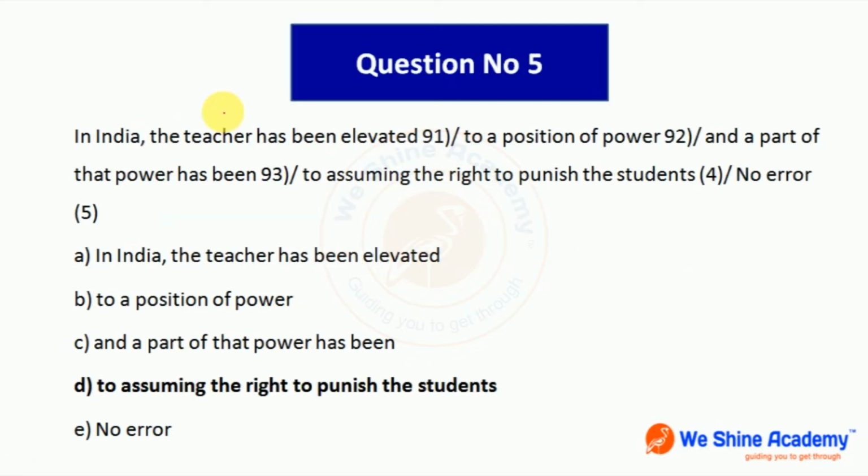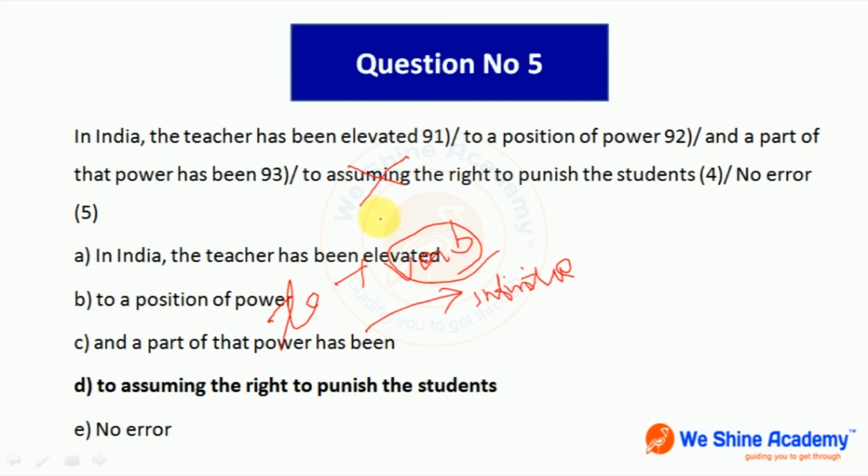Question 5 asks: in India, the teacher has been elevated to a position of power, and a part of that power has been to assuming the right to punish the student. So to plus verb. Here to is an infinitive. All of you are familiar with the basic concept. Always to should be followed by the present form of the verb. So to assuming is wrong. We can replace it with to assume. Guys, remember that to is an infinitive, so the verb carried after to should always be the present form of the verb. So the error lies in the fourth part of the sentence. Answer is option D. Okay.